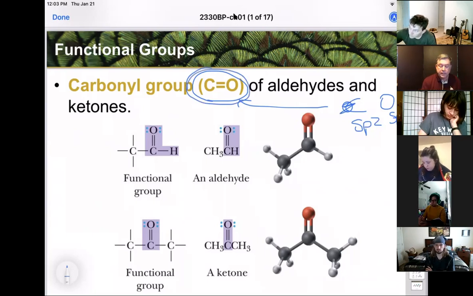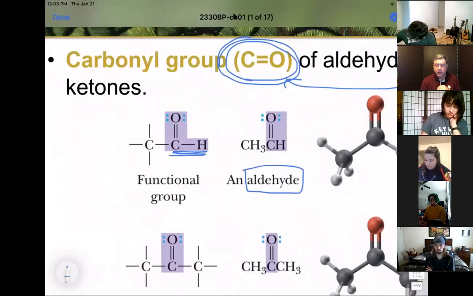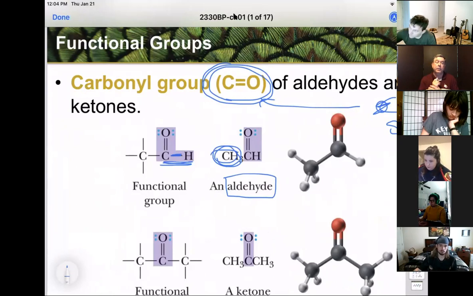So if you have a hydrogen attached to the carbonyl, either one or more, it's called an aldehyde. Okay. So we have a carbonyl. If there's a hydrogen directly attached to a carbonyl, it's called an aldehyde. And it can have either a hydrogen or a carbon on the other side here, but it has to have at least one hydrogen on that carbonyl.